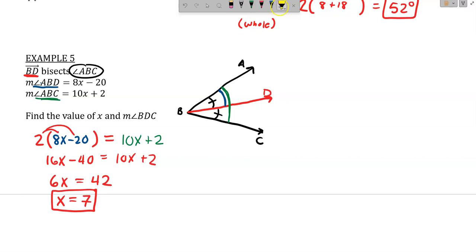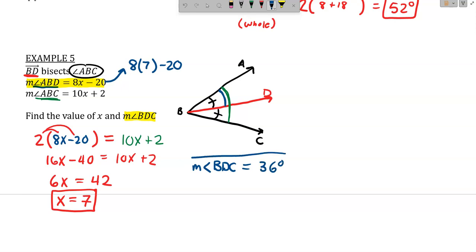Now, the last thing it's going to ask us here is to find the measure of BDC. Since we don't have an expression to plug in for that, we have to look at the information we have. Since ABD is a half and since BDC is a half, essentially all we've got to do is figure out what this is. So it's going to be 8 times 7 minus 20. 8 times 7 minus 20 is going to give me 36. So it appears that the measure of angle BDC is simply going to be 36 degrees.